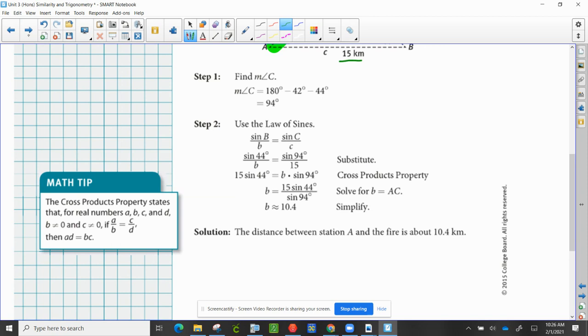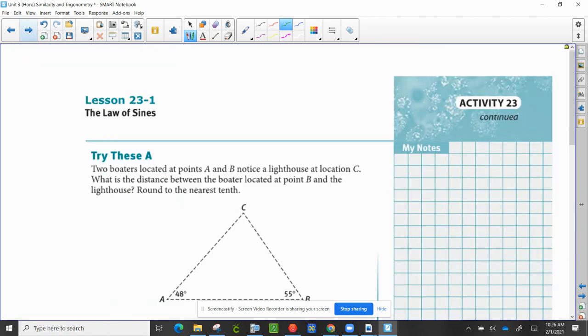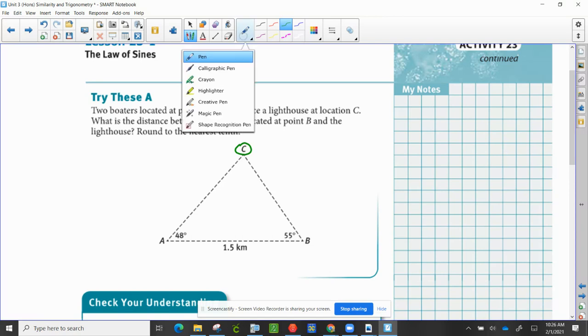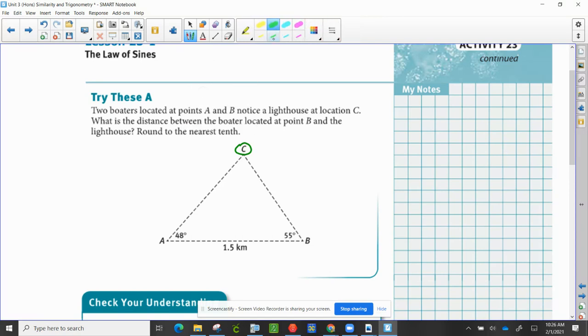Now let's go through a problem from scratch. It says two boaters located at point A and B notice a lighthouse at point C. What is the distance between the boater located at point B and the lighthouse? So again, the lighthouse is at point C here. They want to know what's the distance between point B and C. Maybe we'll just highlight that. We're trying to find this distance here.